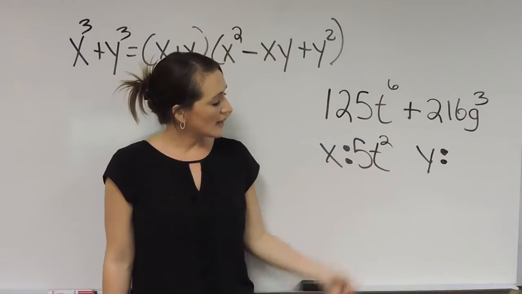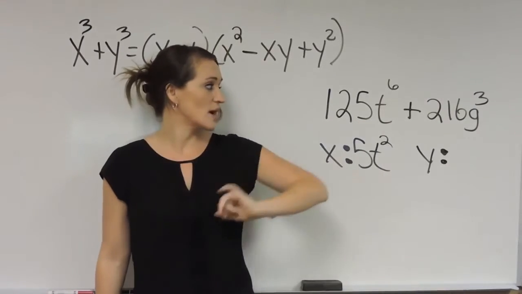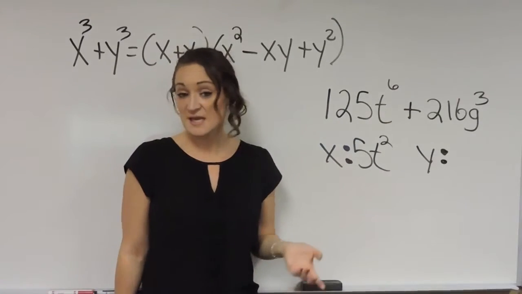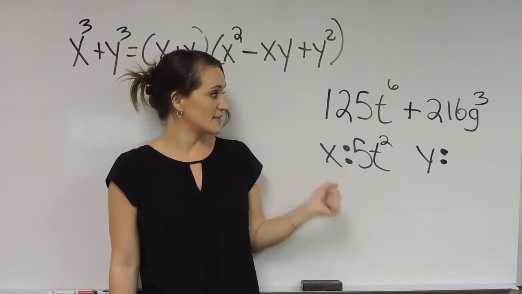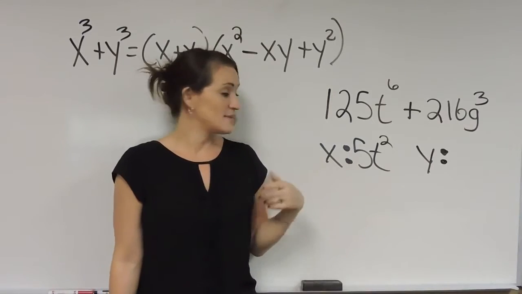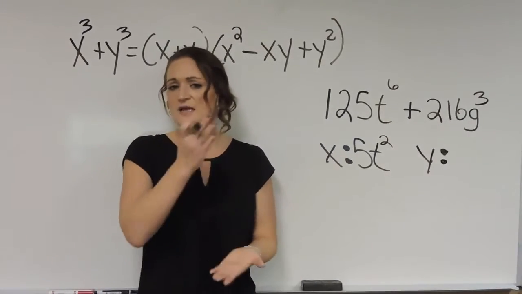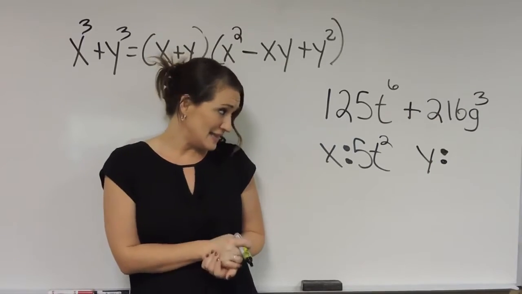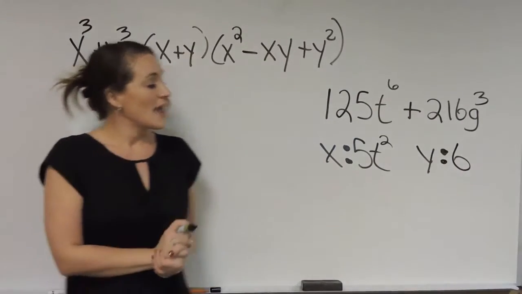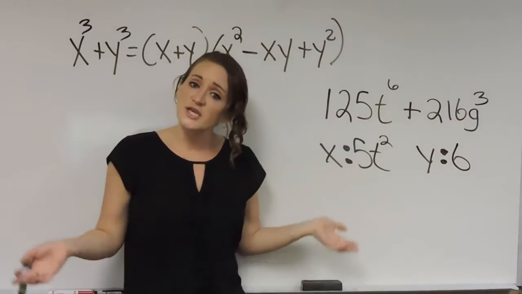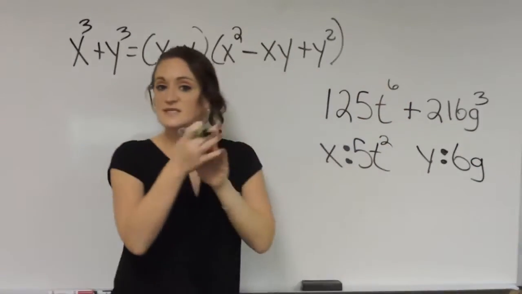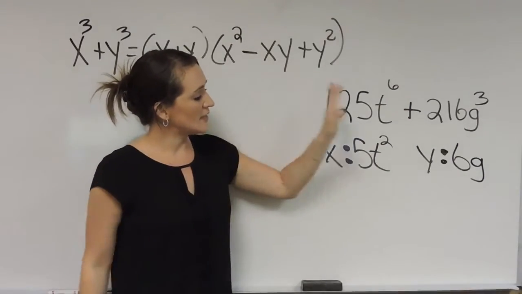Do the same thing for your y. Your y is what times what times what is 216g cubed. So starting with the number 216, we need to figure out what's going to multiply to get that. Well, it's definitely bigger than the 125, so it has to be bigger than a 5. So maybe start with 6. Is it 6 times 6 times 6? 7 times 7 times 7? And I actually believe 6 times 6 times 6 is 216. And then looking at g cubed, the only way to get g cubed is a g times a g times a g. So for here, we have 6g. So those are our x and our y.